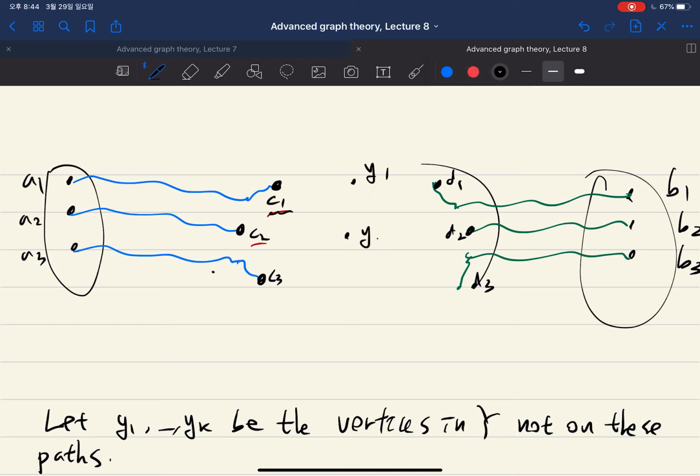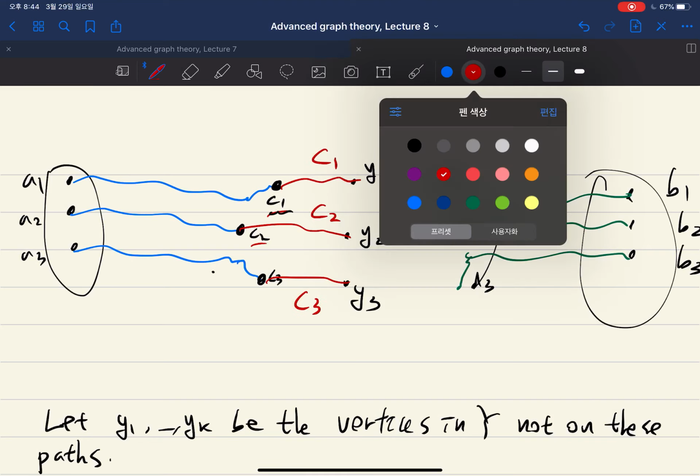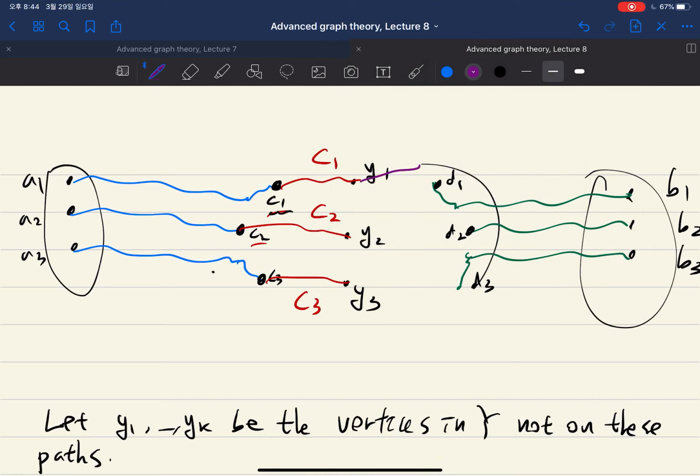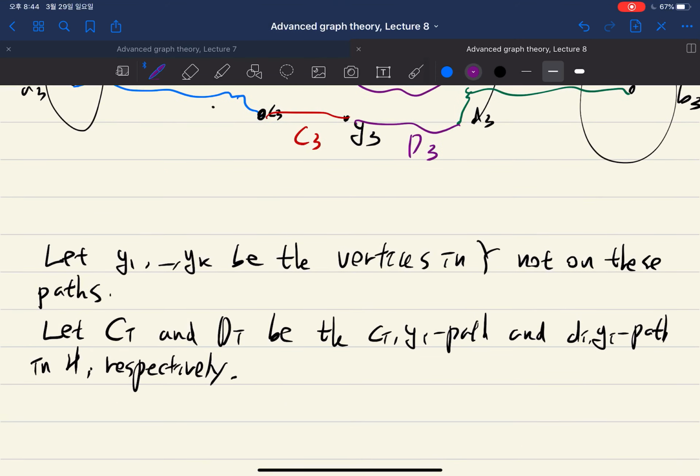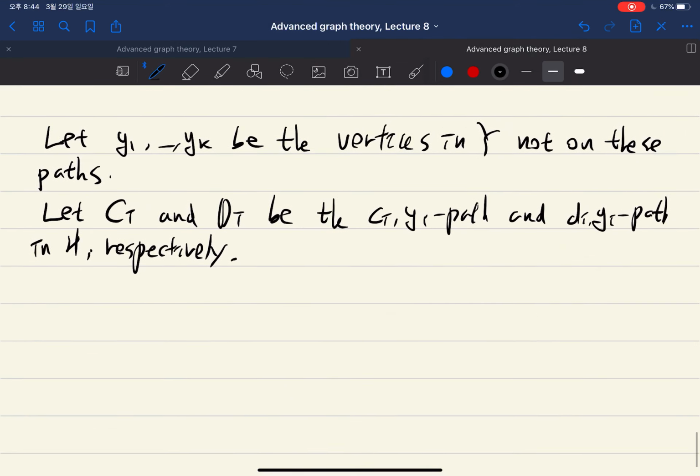Y1, Y2, Y3. These are C1, C2, C3. T1, T2, T3. Good. So that's the situation.